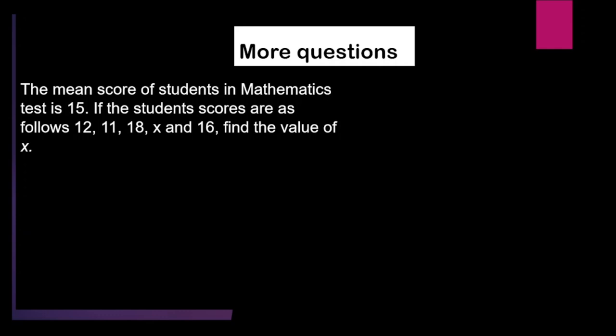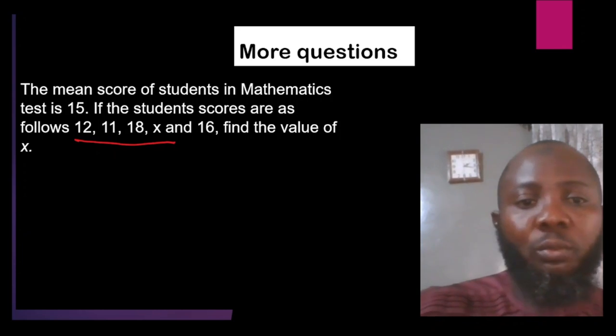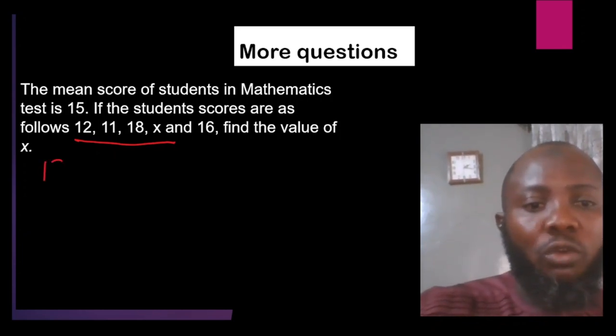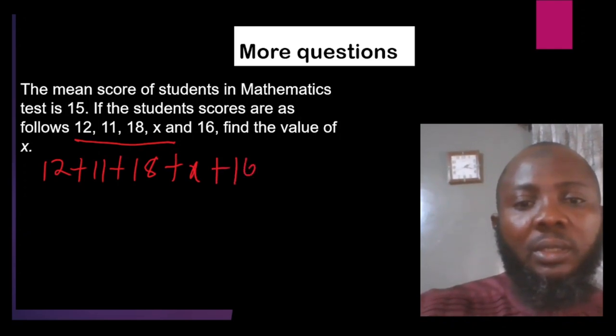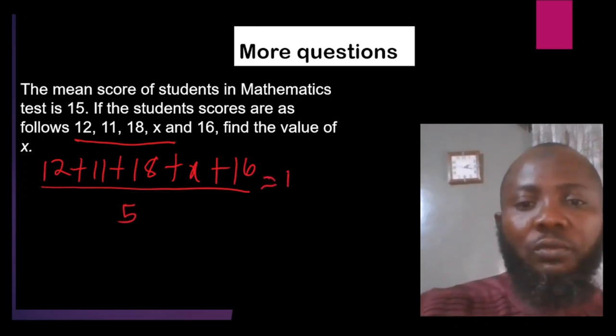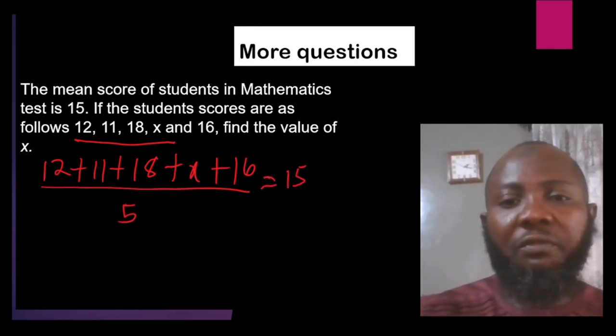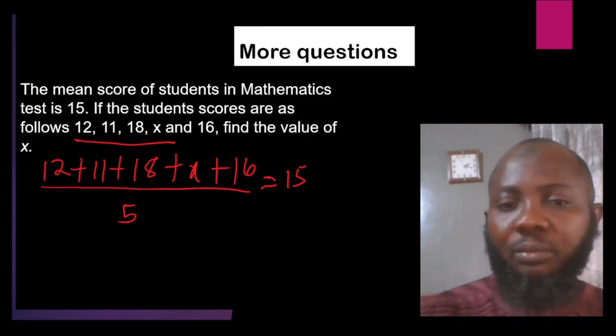So here we have been given the mean score, which means the addition of everything here, when we put everything together, we are going to have 12 plus 11 plus 18 plus x plus 16 divided by 5, because there are 5 in there, equals 15. So the question now is find the value of x. How do we find the value of x here? It's very, very simple.